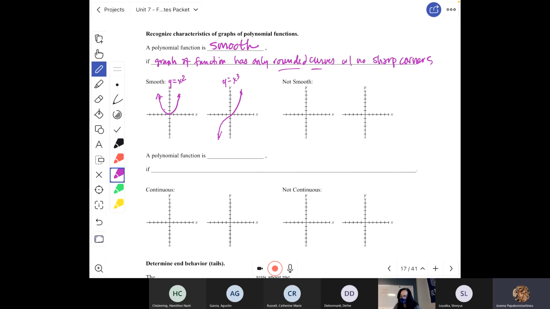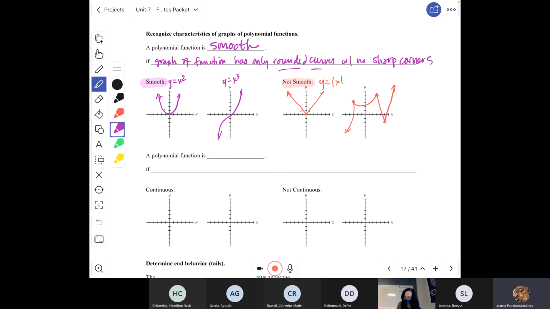Can we think of a function that we've seen that is not smooth? Oh, y equals absolute value. Yeah. Beautiful. That's a sharp corner. Some other examples might be piecewise functions, right? Those that have sharp corners. So these are not smooth.